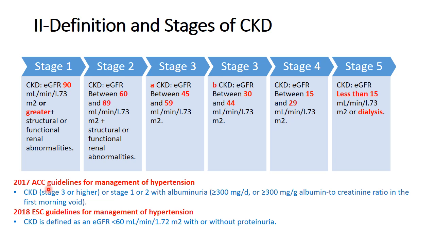According to the American College of Cardiology guidelines for management of hypertension, chronic kidney disease is defined as stage 3 or higher, or stage 1 or 2 with evidence of albuminuria 300 mg per day or more, or 300 mg per gram albumin to creatinine ratio in the first morning void. While the European Society of Cardiology guidelines for management of hypertension define CKD as GFR below 60 with or without proteinuria.